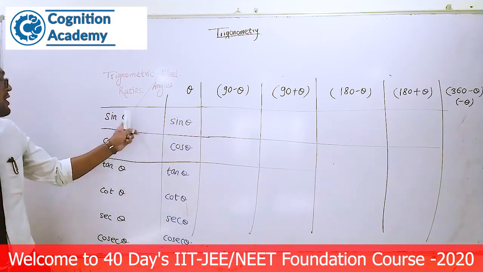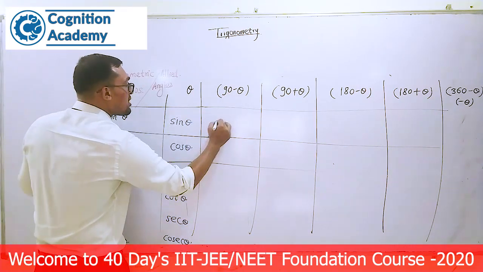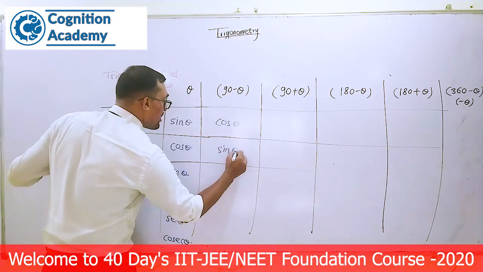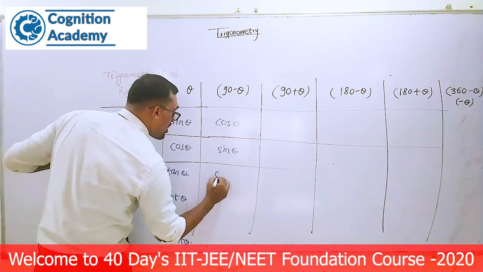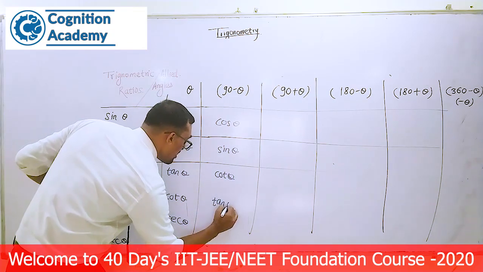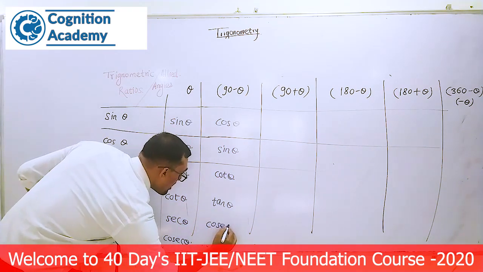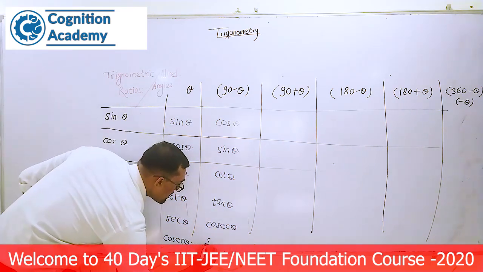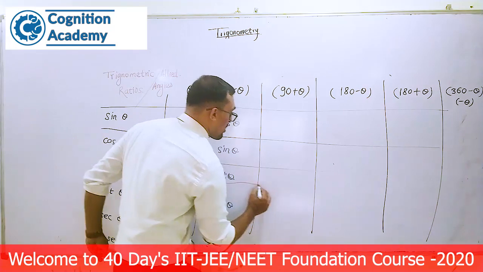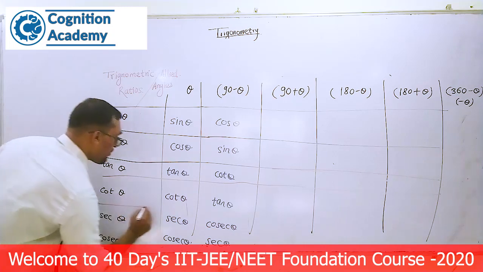Now, for the angle 90 minus theta, the sine of 90 minus theta becomes cos theta, and the cos of 90 minus theta becomes sin theta. Tan of 90 minus theta becomes cot theta, and cot of 90 minus theta becomes tan theta. Sec of 90 minus theta becomes cosec theta, and cosec of 90 minus theta becomes sec theta. So we can have different ratios for different angles in a tabular form.